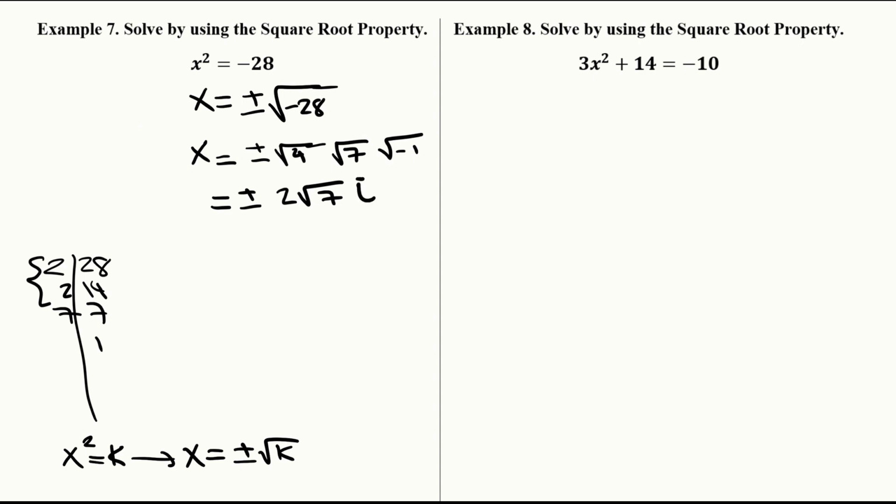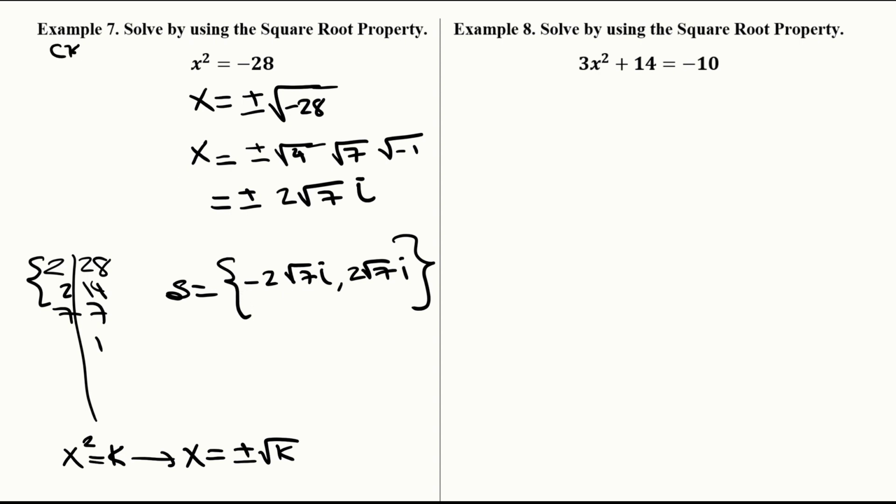And now we have it there and it is done. So we're going to write our solution set to contain -2 radical 7i and 2 radical 7i. Again, that's easy to verify as well. Let me just verify the first one for you. You can do the second one.